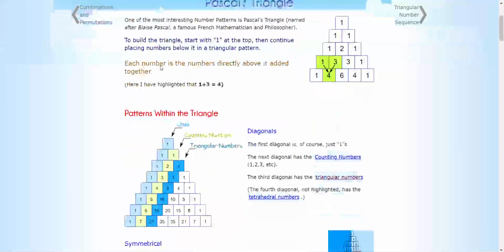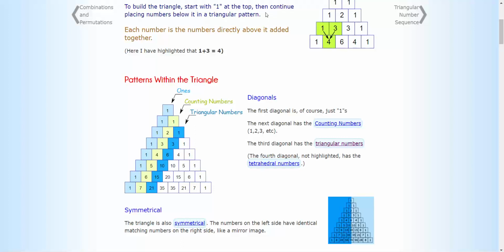By going through the documentation here: one of the most interesting number patterns is Pascal's triangle, named after Blaise Pascal, famous French philosopher and mathematician. To build the triangle, you start with ones, as I've explained, then you continue placing numbers below it in a triangular pattern. Each number is the numbers directly above it added together. So in this case it's 1 plus 1, which is 2, then 2 and 1, that's 3.